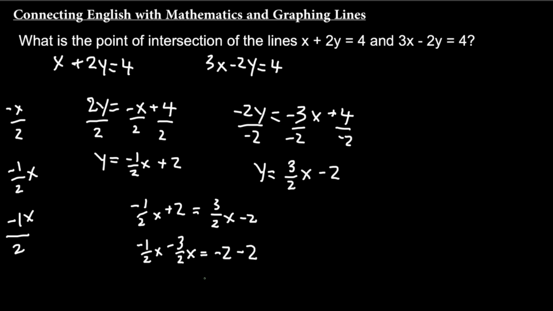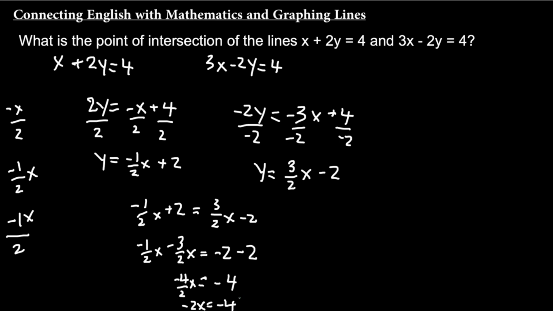So here we have negative 2 minus 2, negative 4. Negative 1 over 2x minus 3 over 2x will give you negative 4 over 2x. Negative 4 over 2 converts into negative 2. So negative 2x equals negative 4.